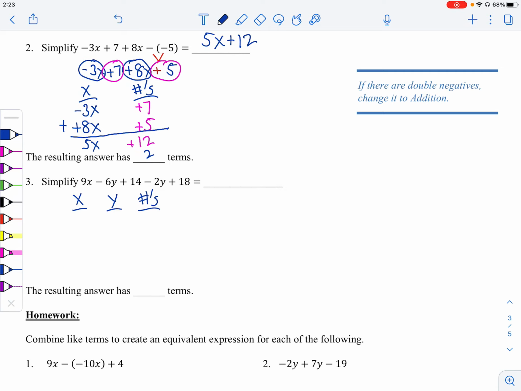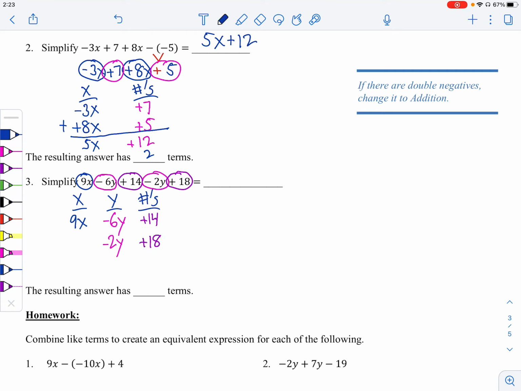Make it a little bit easier for ourselves. So 9x, we put it in the x column. And then do we have any more x's? No, we don't. Okay, so we go to the y's. So negative 6y will be next. Right there. Oh, we have another one right here, negative 2y. So we add that into that column for the y's. And then we have our numbers, 14, so positive 14, and we have a positive 18 right there.